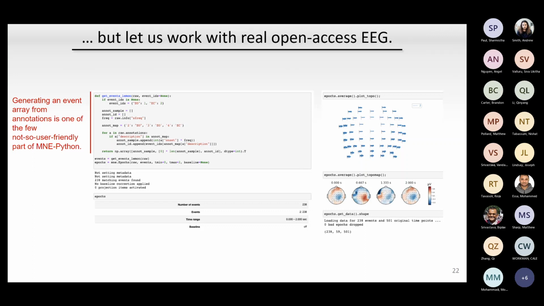That's not the most user-friendly part of MNE, to create this event structure, but once you have it, you can generate this epoch structure where you still have different functionality, for example, to show the signals at the different channels on the head. Imagine you have a 2-second window that you average across your epochs, and you can see the distribution on your scalp at different times during that time window, during this epoch.